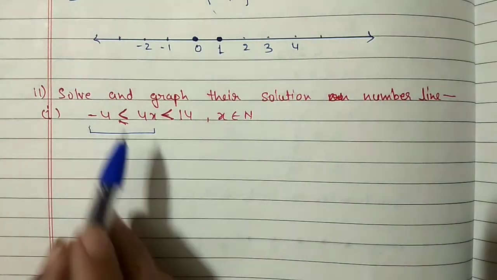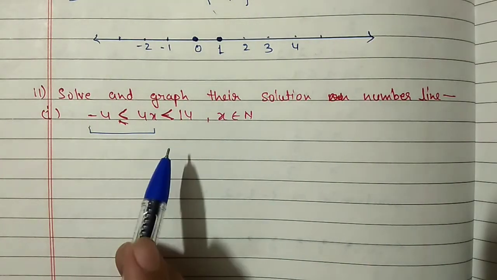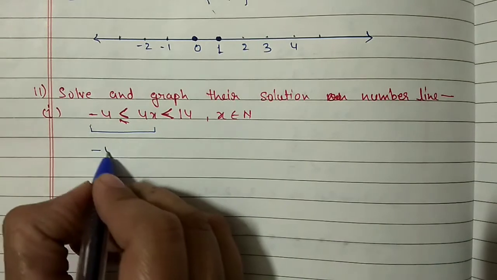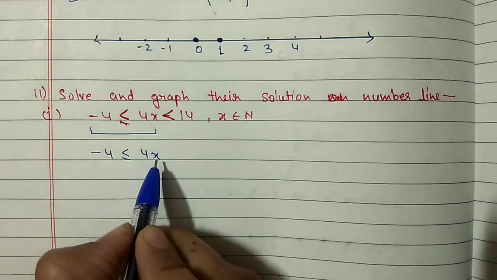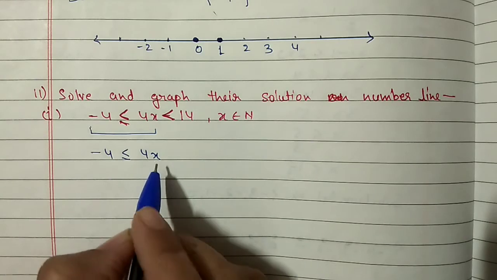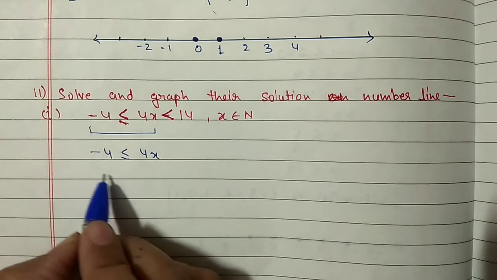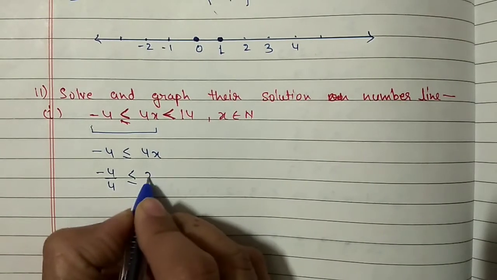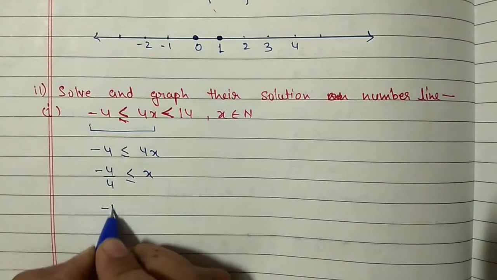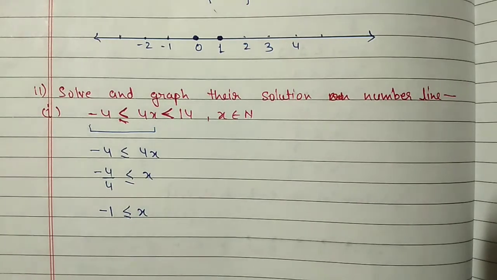When you are taking the first two, keep your x on the right side. We have minus 4 less than or equal to 4x. So x we will keep on the right side only. This 4 we will shift to this side, so it will come for division. Minus 4 by 4, so we get minus 1 less than or equal to x.